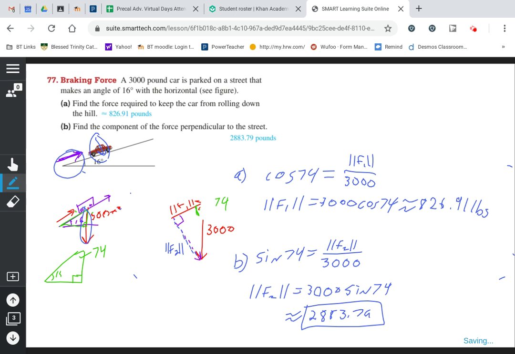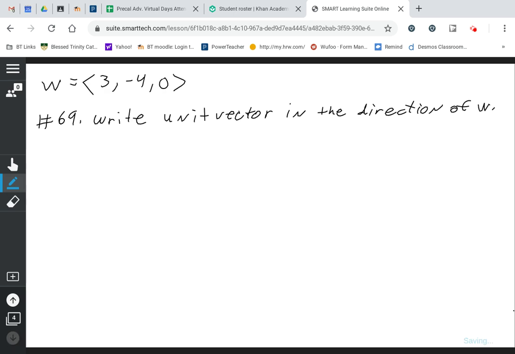All right. If you have any more questions, please ask or email me. And then the last one was number 69 on the review, and it said, write the unit vector in the direction of W. So if you remember, a unit vector, in general terms, was taking a vector, whatever vector we had, and rewriting it over its magnitude. Well, magnitude is basically the square root of the sum of the squares of its components.